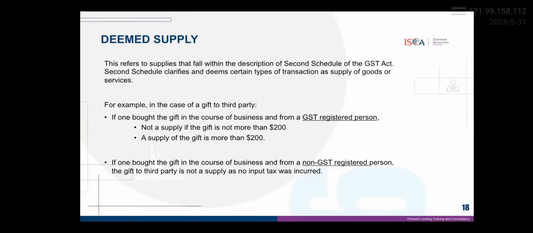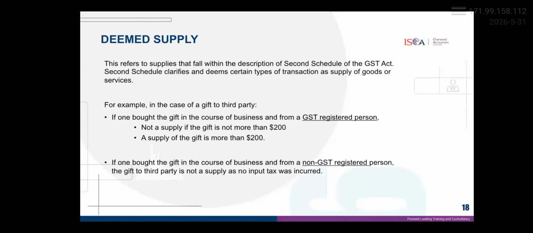Now, if you look at the general definition of a supply, it can be argued that this transaction is not a supply. However, under the Second Schedule, it is described that if one bought the gift in the course of business and from a GST registered person, and you give these goods away for free, it is not a supply if the gift is not more than $200. However, if the gift is worth more than $200, then the GST Act would deem that transaction as a supply.